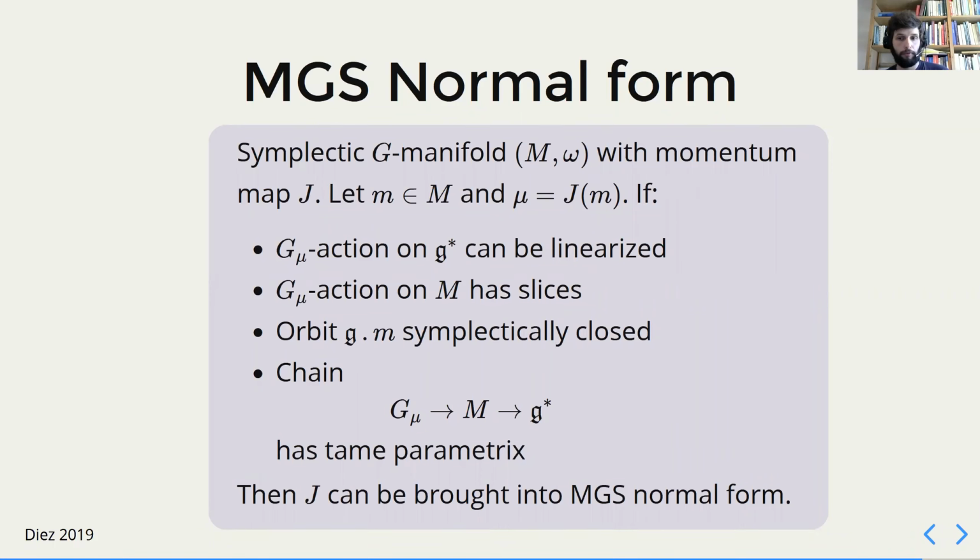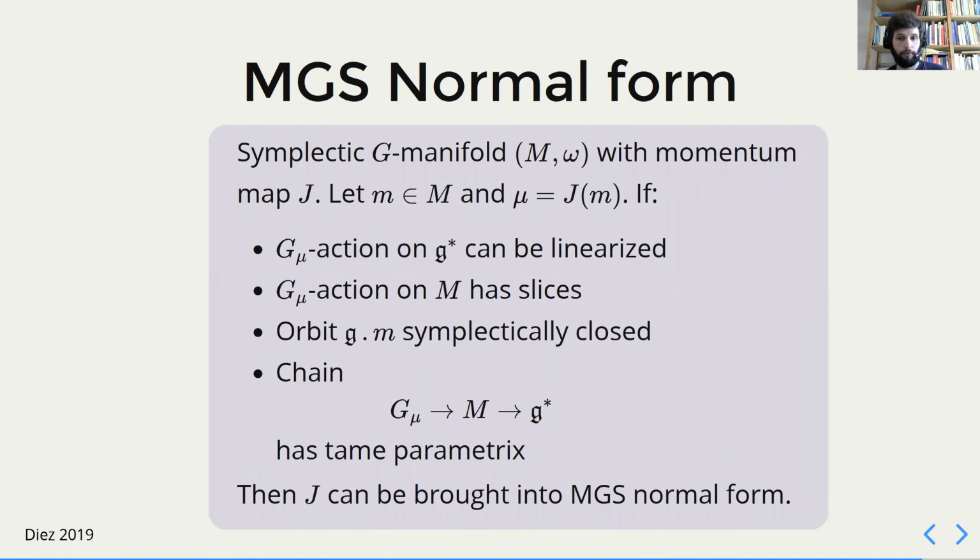And then, as I said, the second assumption is that we need some form of slice theorem that holds for the action on M. And then the third assumption is that the orbit is symplectically closed, which was that the double symplectic orthogonal coincides with the orbit. And that's something that we need to control the momentum map in a linear way.